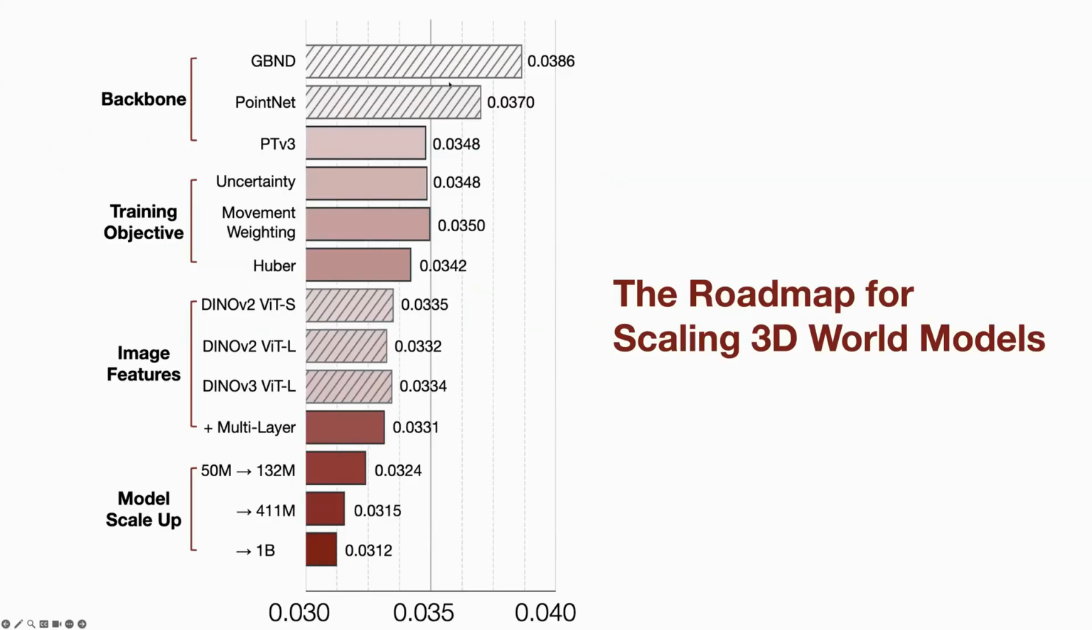So we charted a roadmap to scale this 3D world model, and the most important lessons we found. We started with the graph-based neural dynamics model that's been popular in this domain when training dynamics models. And then we modernized it with more modern point cloud architectures, and we can see if we use PointNet, it slightly decreases the error because this is a larger scale scene. But then if we move to the latest PTv3, it can really make the error so much smaller again.